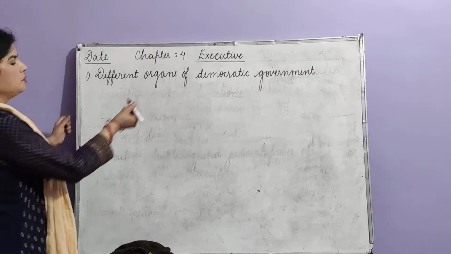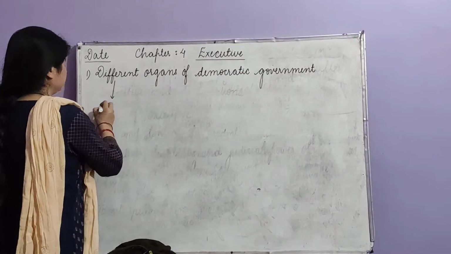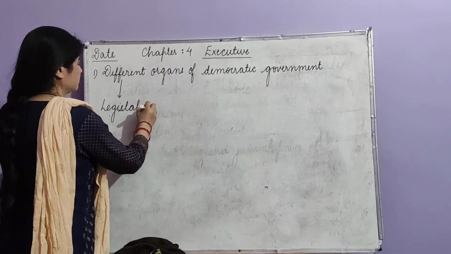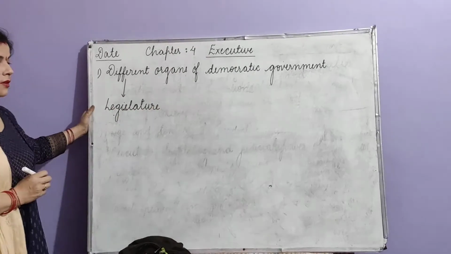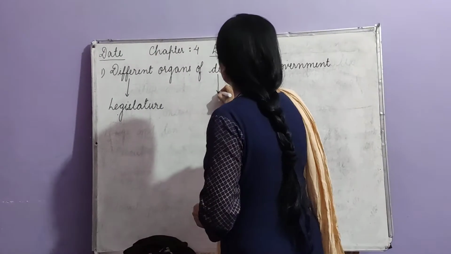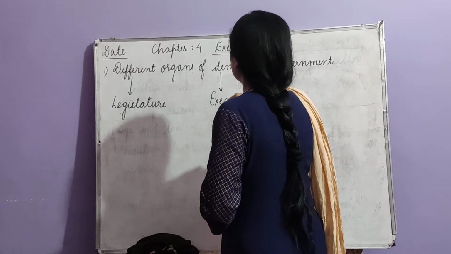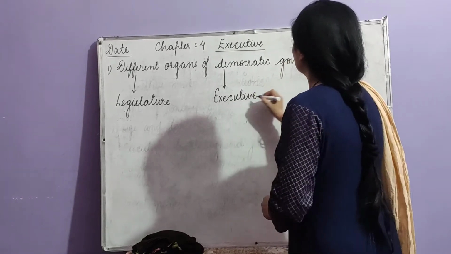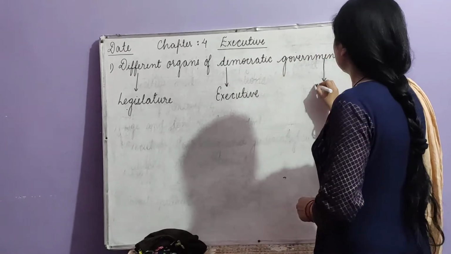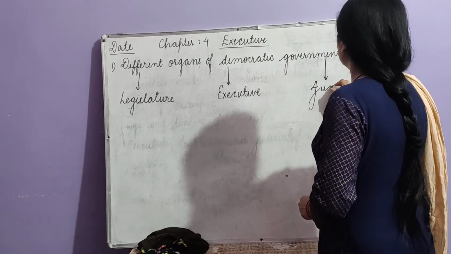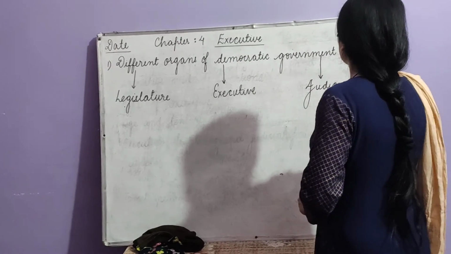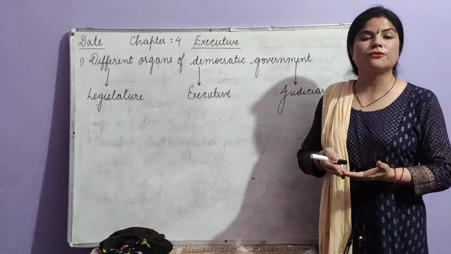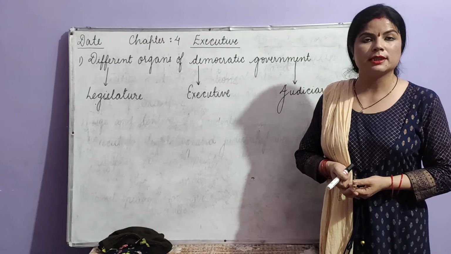Now, first is legislature. Second is executive. And the third one is judiciary. So students, these are the three organs of our democratic form of government.